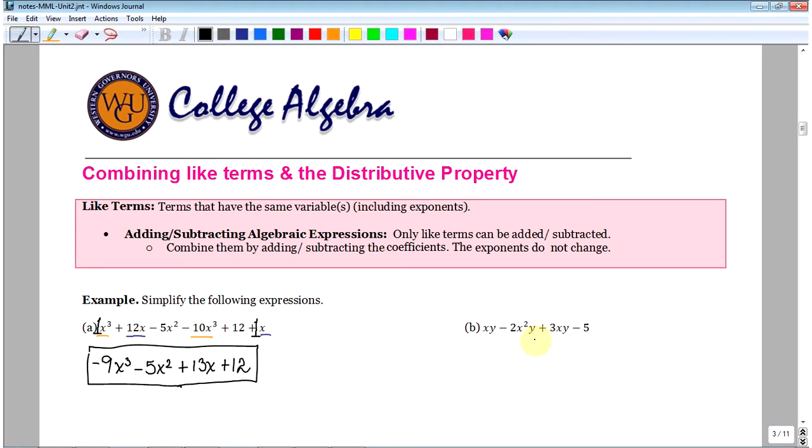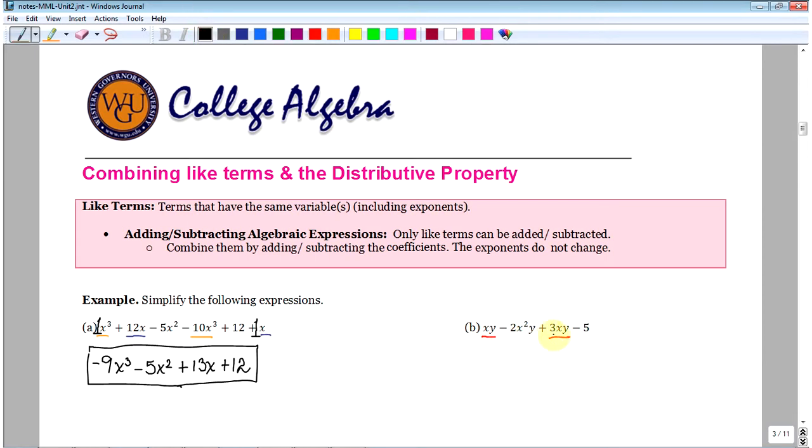Going on to part B. Here we have two like terms, xy and 3xy. Even though x squared y has the same letters, since we have an x squared, it is not a like term with the ones that I have underlined there.